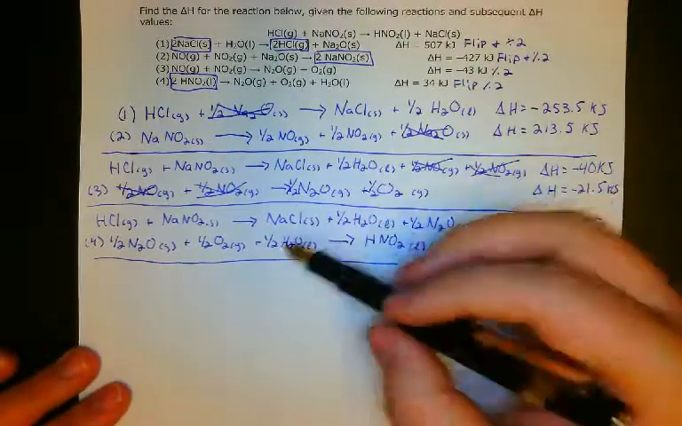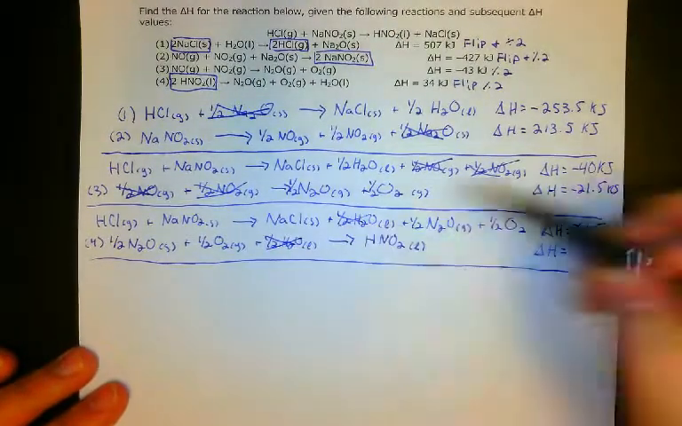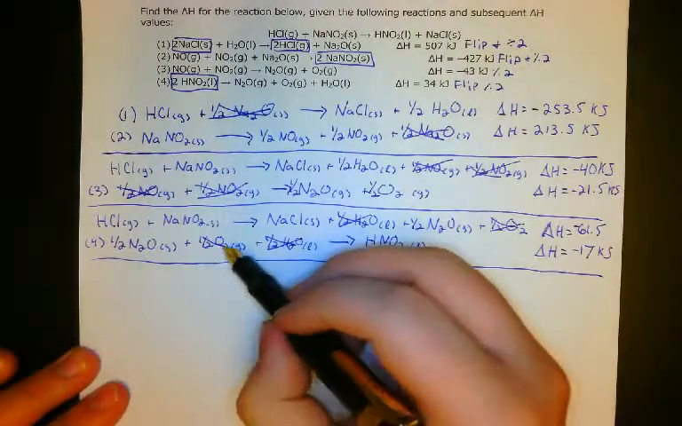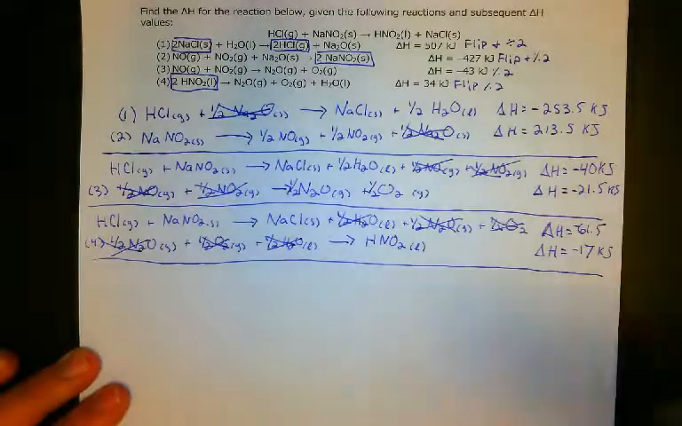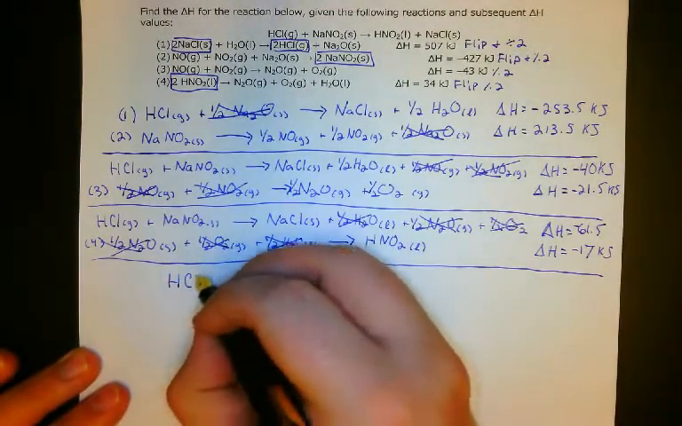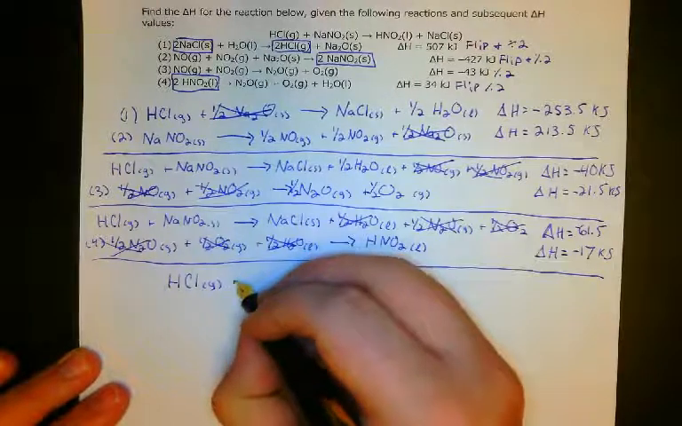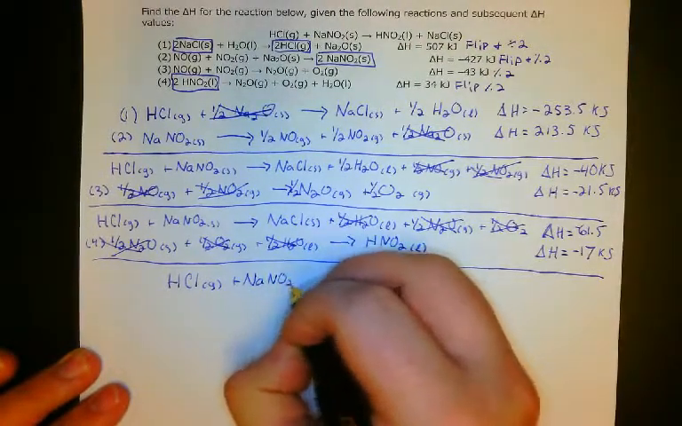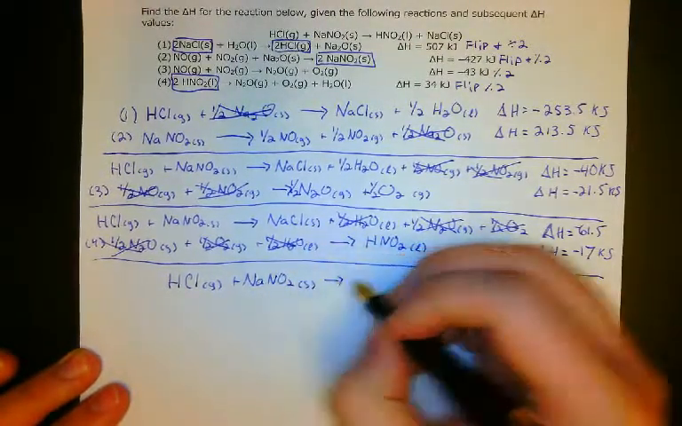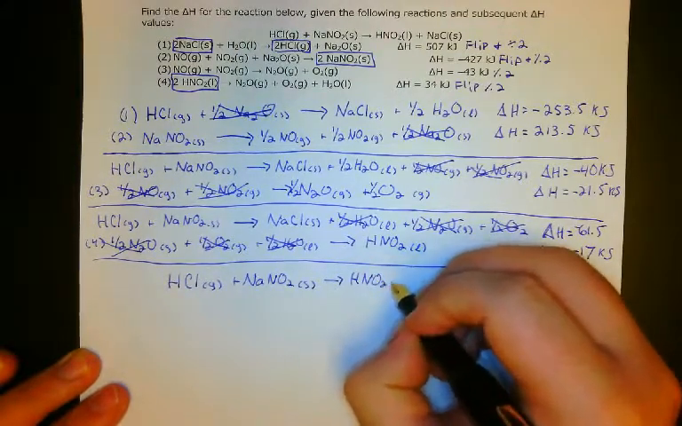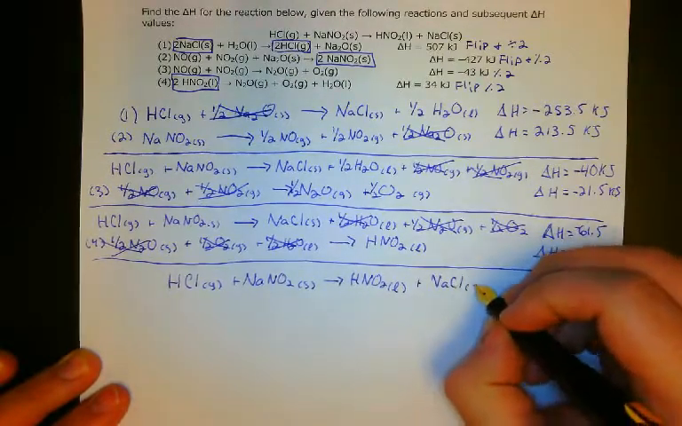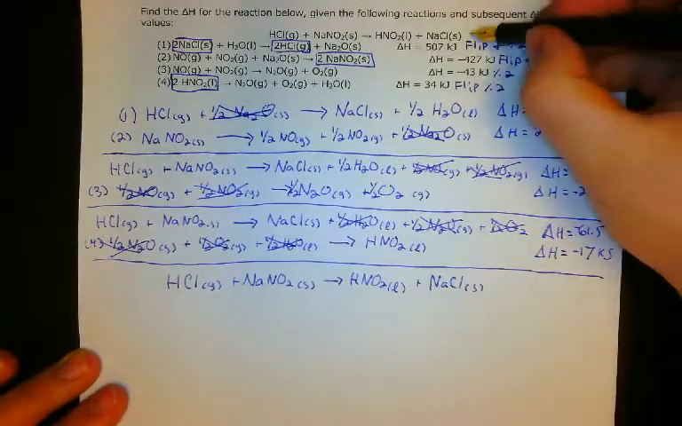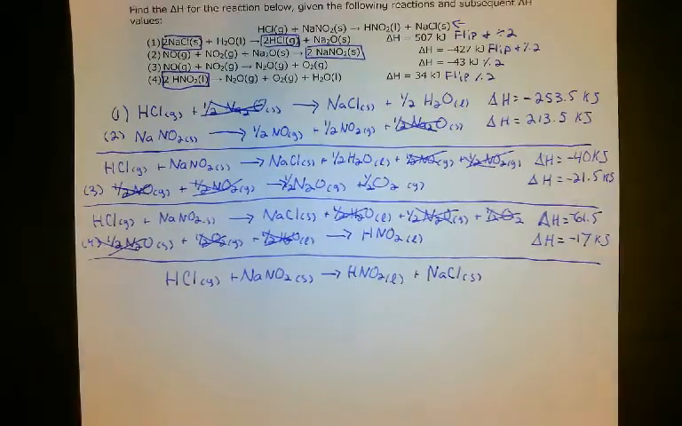I have 1/2 H2O on both sides. I have 1/2 O2 on both sides. I have 1/2 N2O on both sides. So the only stuff I have left is HCl, NaNO2, HNO2, and NaCl. Does that match the equation they wanted me to check from the beginning? Yes. So we used all those intermediate steps to get to where we wanted to be.